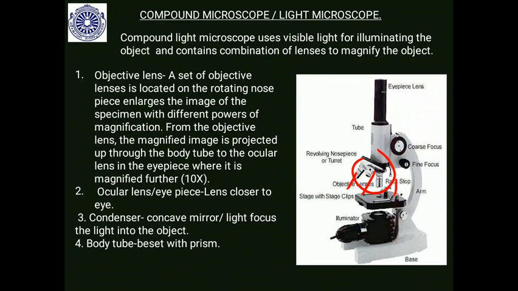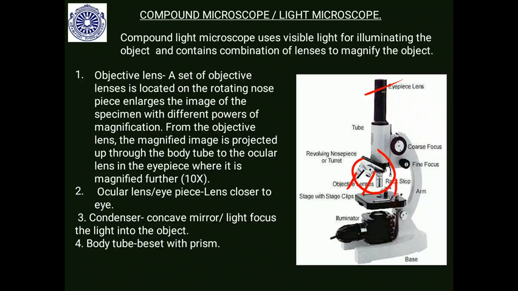So, different magnifying lenses will be fitted here, depending on what you want to see. For example, if you want to see a paramecium, you may use the 10x. If you want to see the detail, the nucleus structure of the paramecium, you have to use 40x, like that. You can use different lenses here depending on the structure. That's the advantage.